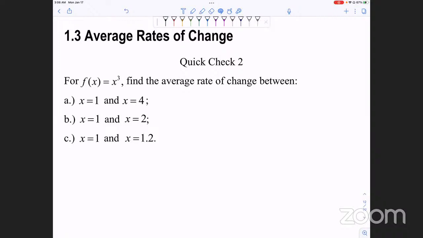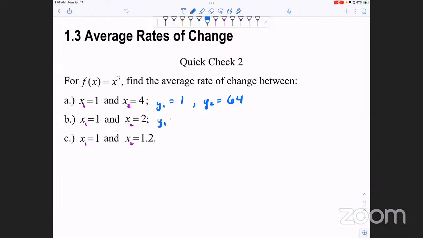So for the average rate of change, we've got our x1 and y1. I'm going to go ahead and label these x1, x2, 1, 2. Then let's find the corresponding y1 and y2. y1, when x is 1, we get a result of 1. And then y2, when x is 4, is 4 to the power of 3. 4 times 4 is 16, and 16 times 4 is the same as 10 times 4 plus 6 times 4. So it's 40 plus 24, that's why I got 64.